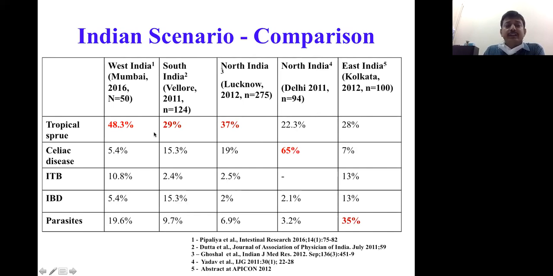And I do see patients in OPD who are labeled as IBS diarrhea, and when you investigate, they turn out to be tropical sprue. So tropical sprue is very much there. We have to suspect to diagnose these cases, important cause of malabsorption.